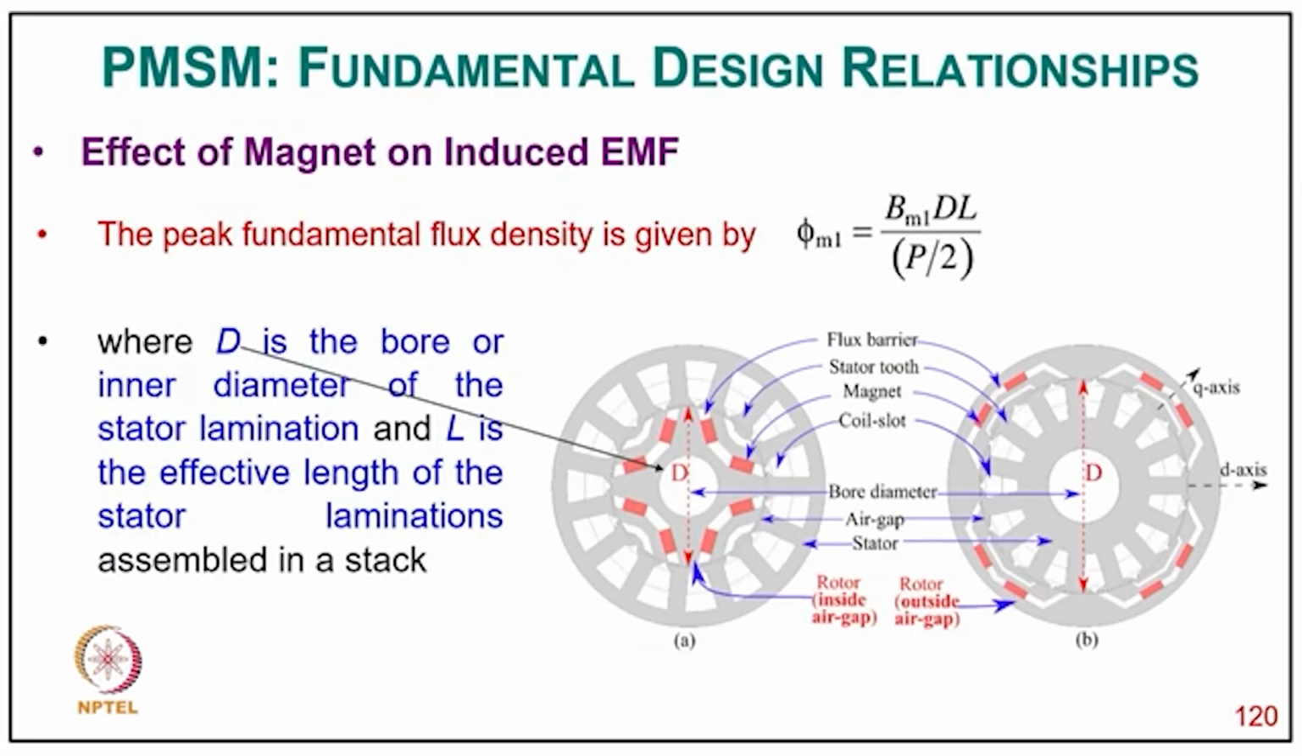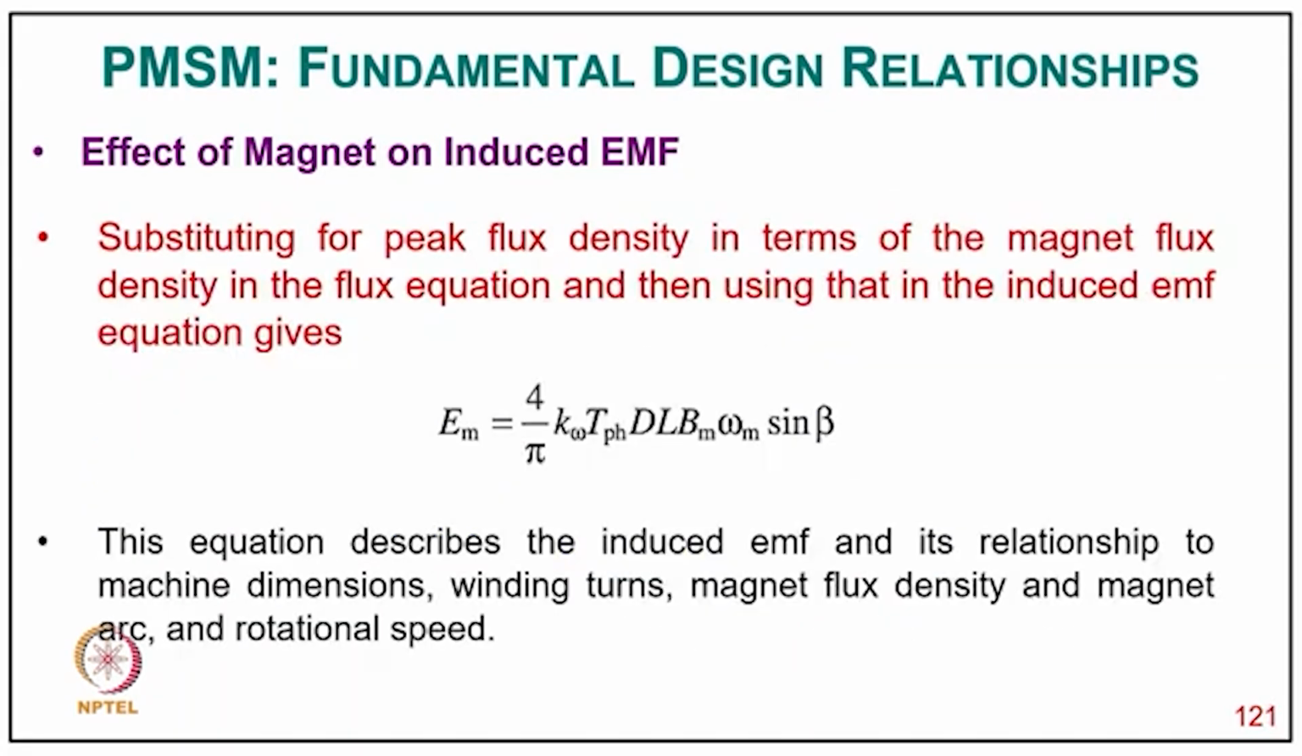So now coming to the peak fundamental flux density, given phi m, the peak fundamental flux is phi m equal to Bm1 pi dl upon p by 2, where d is the bore diameter, as you can see in the figure, or the inner diameter of the stator lamination, and L is the effective length of the stator lamination, assembled as a stack.